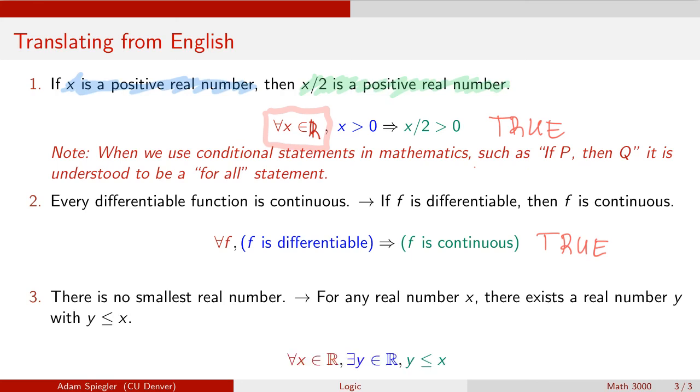So we've got for any real number, so we've got the universal quantifier for all x in the real numbers. There exists a number y, so now we would use the existential quantifier. There exists a real number, there exists a y in R with the property that y is less than or equal to x. Okay, so we will practice more of this in class, give the quiz a shot, and see everybody on Zoom.